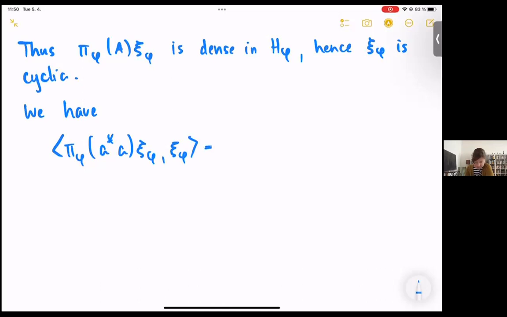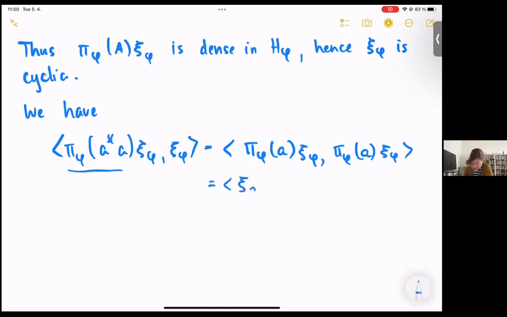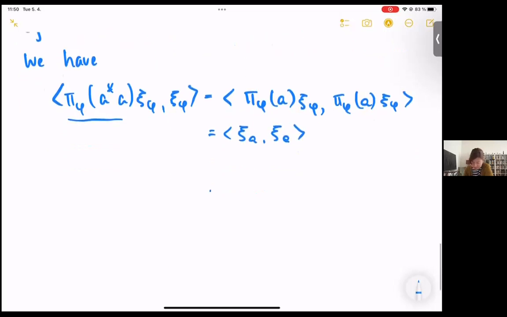Now, this is a star representation, so this is actually just pi phi A star times pi phi A. So we can move the pi phi A star across, and then take its adjoint, so we get pi phi A. And we just saw above that this is just psi A. And then by definition of this inner product, that's phi of A star A.